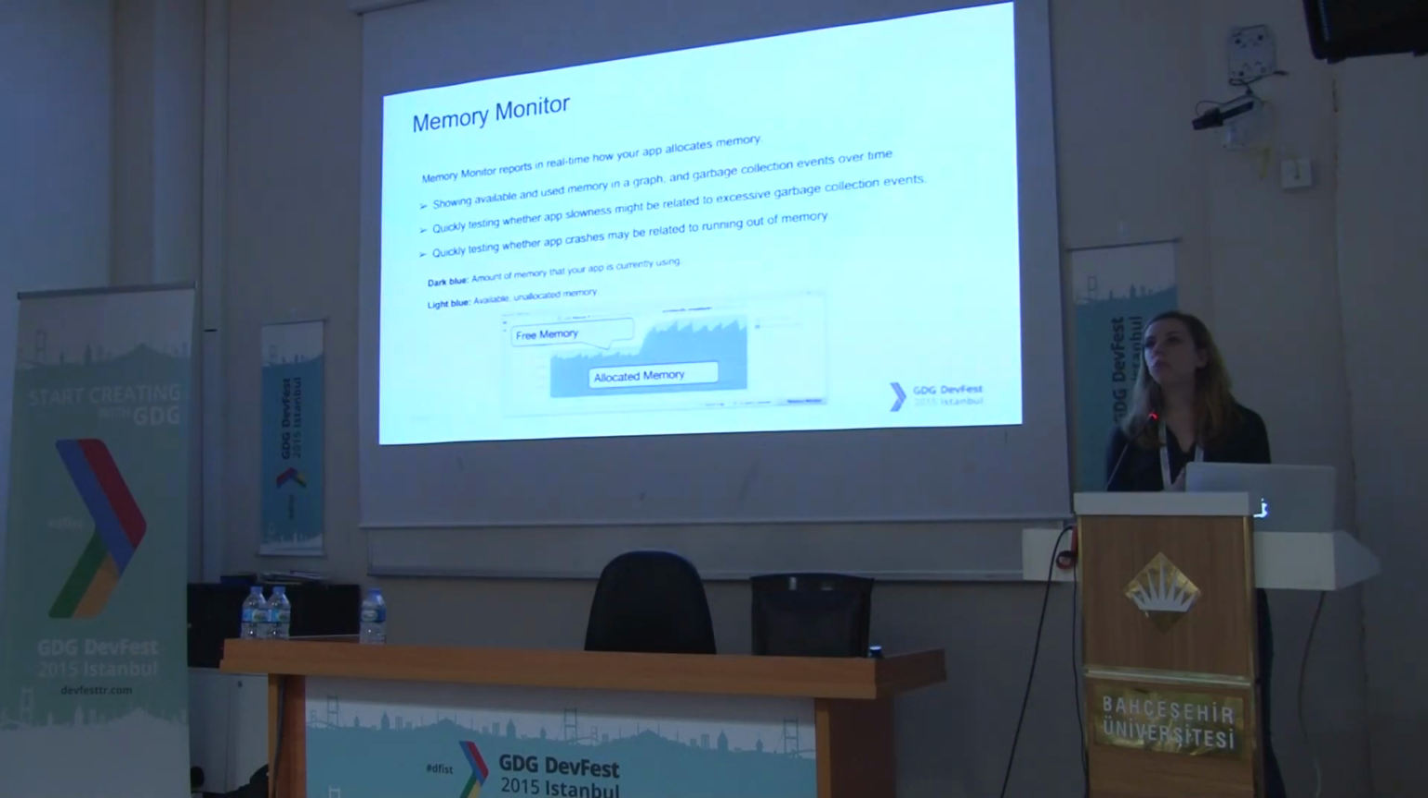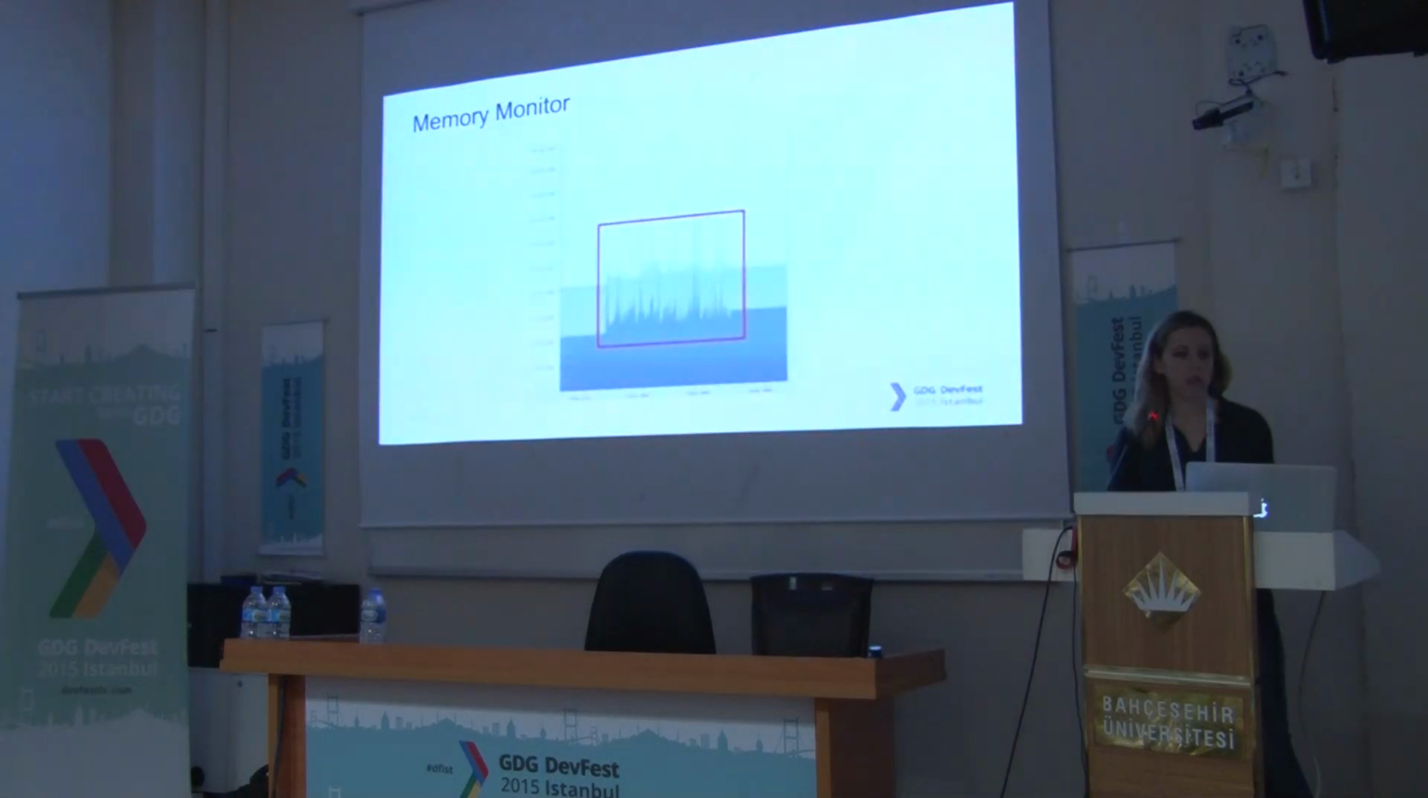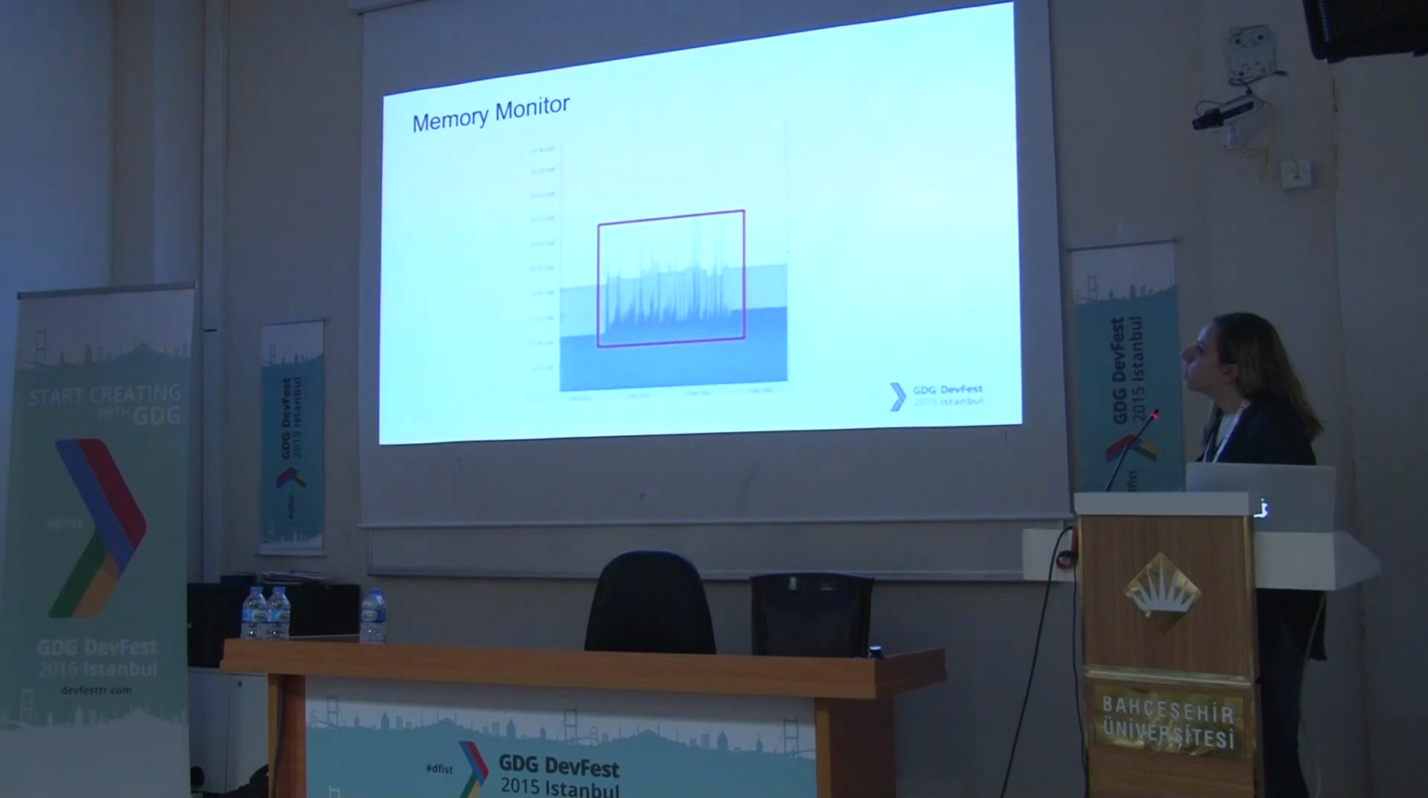So at this point we can use the memory monitor. This is the first step. It helps us if our application crashes from memory or another problem. The dark blue shows the memory currently in use, and the light blue is unallocated memory. This is a sample of a problematic memory monitor output. As you see, there are lots of allocations, and a little time later, there are deallocations.